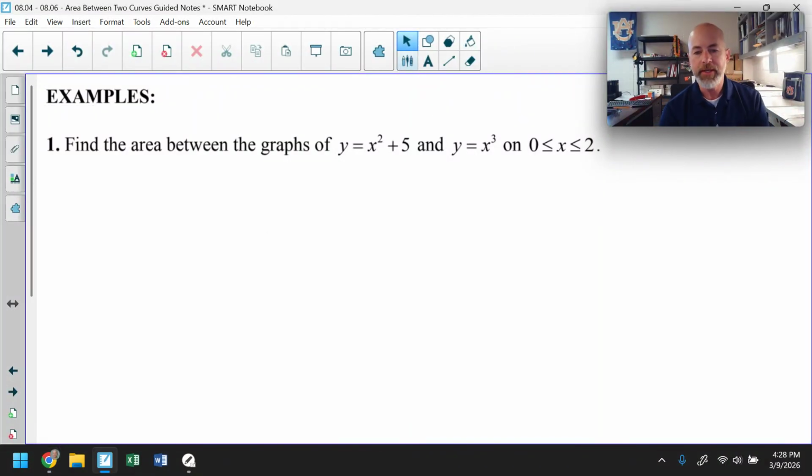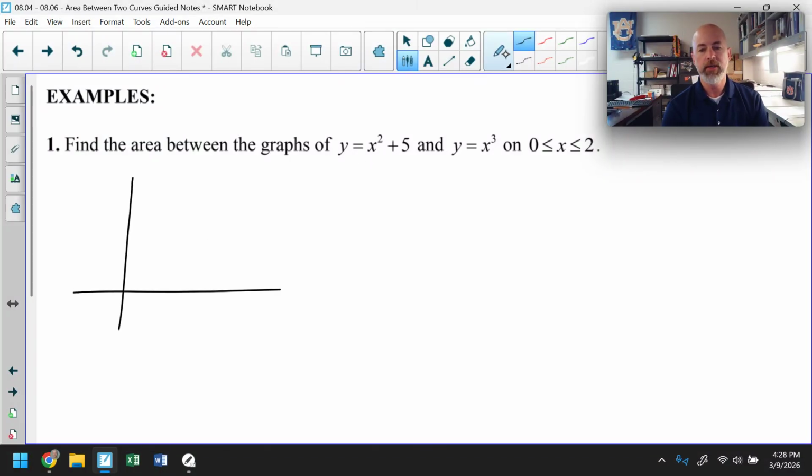And so these I'm going to graph very quickly. It's y equals x squared plus 5, which is x squared shifted up 5. It's going to look something like this. Wow, that was nice. There's y equals x squared plus 5. Oh, that was horrible.